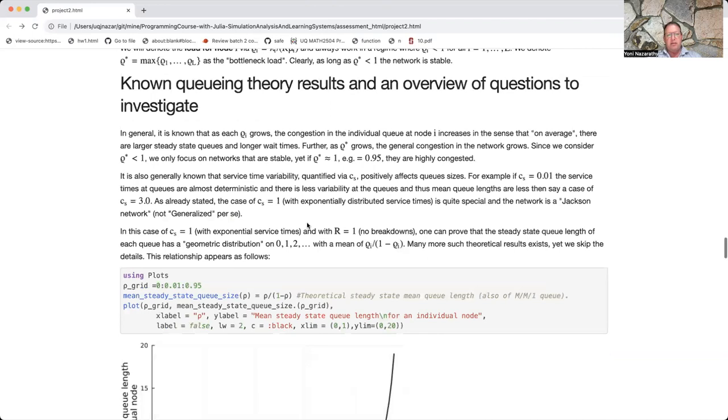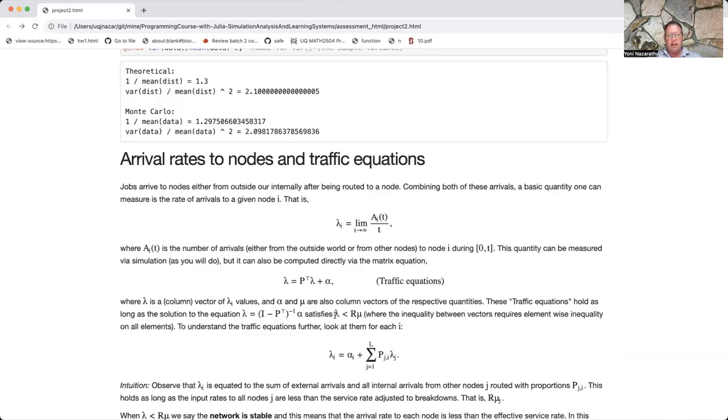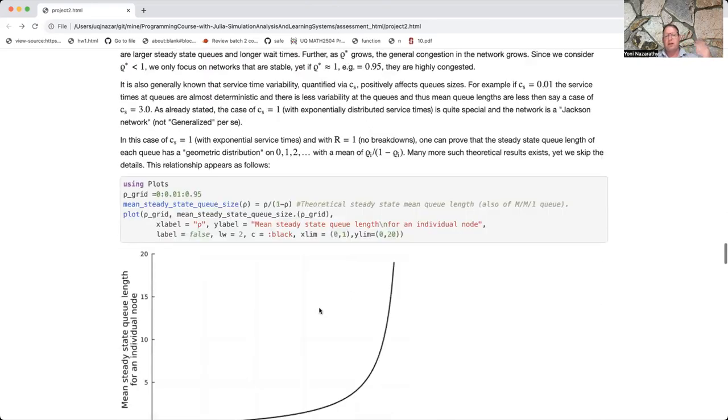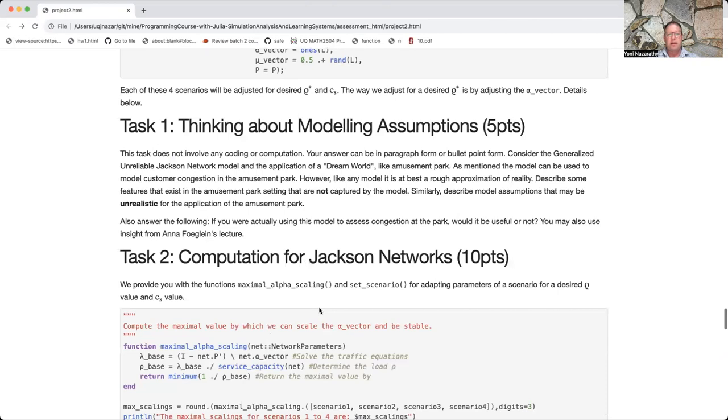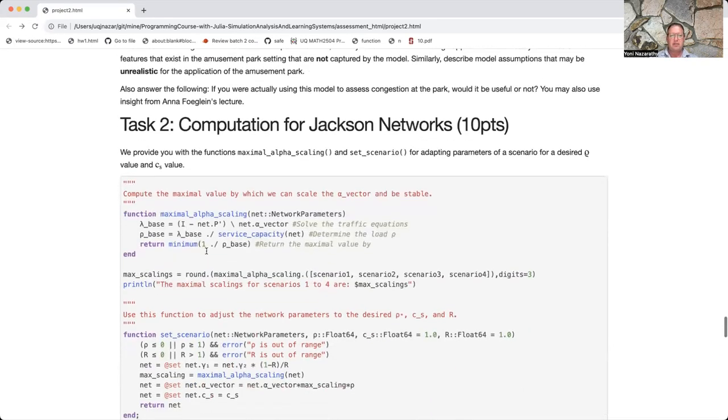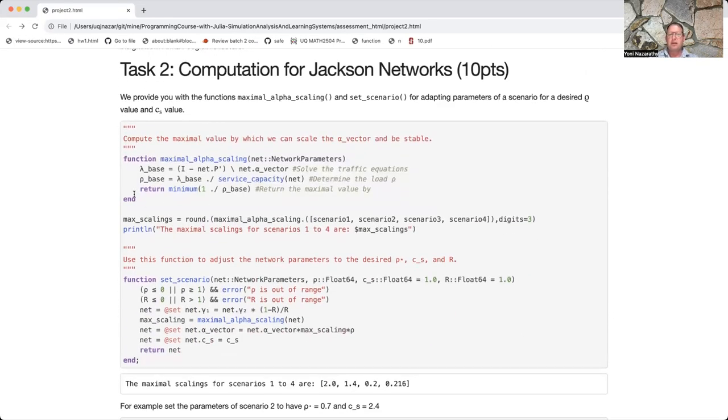Staying stable means that these conditions, which I said here, that lambda is less than r mu, hold, okay? And then these traffic equations hold and your network doesn't explode, okay? That's what this maximal alpha scaling does. You don't need to touch these functions. You can, for the joy of it, understand how they work. It's not too complicated. They basically just solve the traffic equations and see.